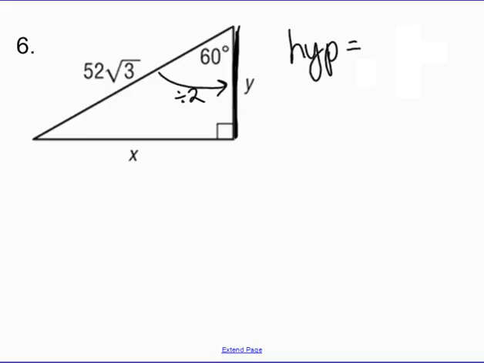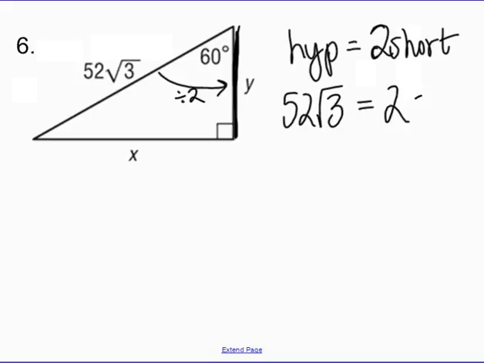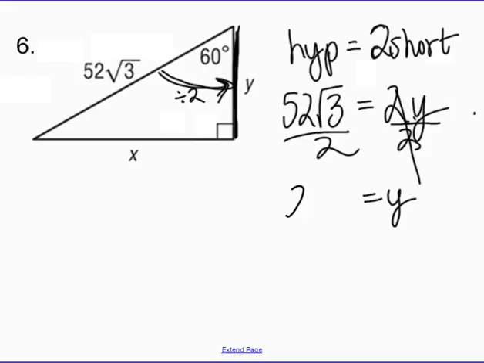If I have the hypotenuse, it's 2 times whatever the short is. So my hypotenuse, which is 52 radical 3, equals 2 times the short, which is y. So I'm dividing by 2 algebraically using the formula just like how I wrote in the picture. So if I divide this out, what do I get? 26 radical 3 is y.